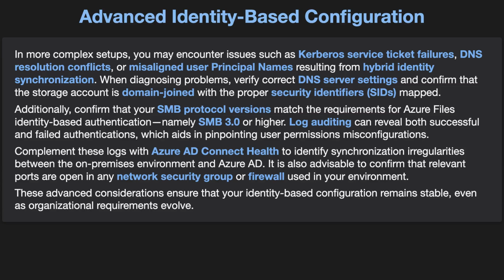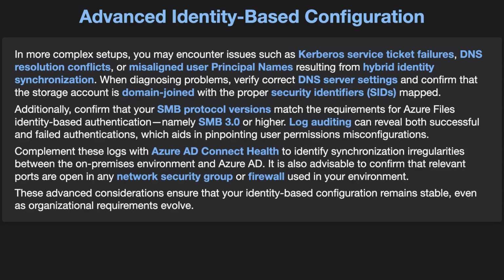In more complex setups, you may encounter issues such as Kerberos service ticket failures, DNS resolution conflicts, or misaligned user principal names resulting from hybrid identity synchronization. When diagnosing problems, verify correct DNS server settings and confirm that the storage account is domain joined with the proper security identifiers, SIDs, mapped. Additionally, confirm that your SMB protocol versions match the requirements for Azure Files identity-based authentication, namely SMB 3.0 or higher.